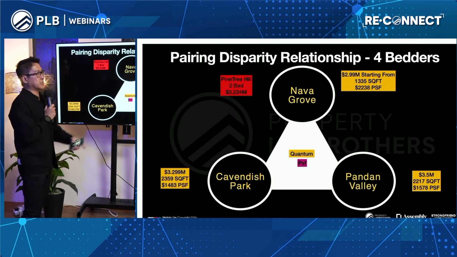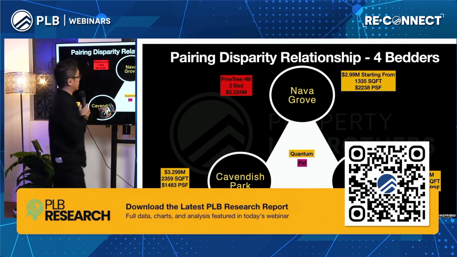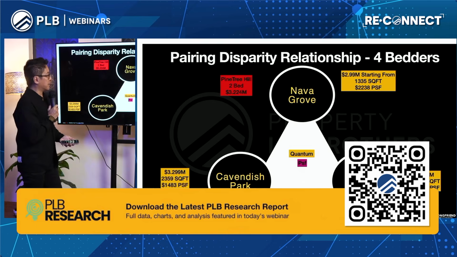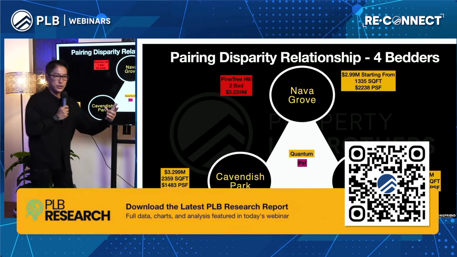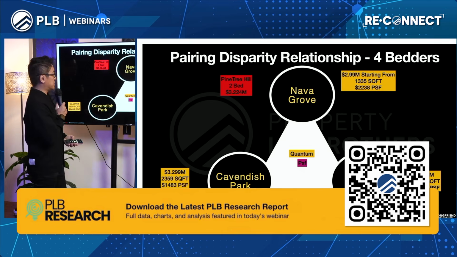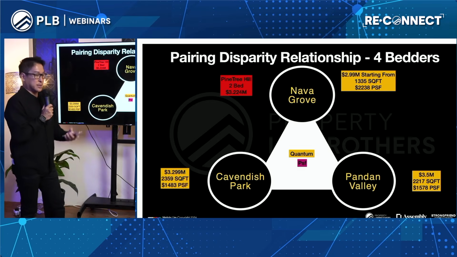So for Pine Tree Hill, the four-bedder itself is 3.2 million. Right, there's a typo error over here, sorry about that. And for Nama Grove, it's at 2.99 million. Right, so that means that if you want to buy into that region itself, definitely this will be a better location. In terms of location-wise, this is probably something that you can consider in terms of purchase.